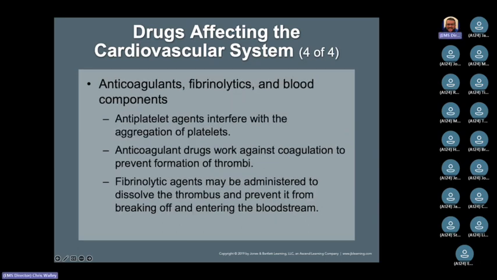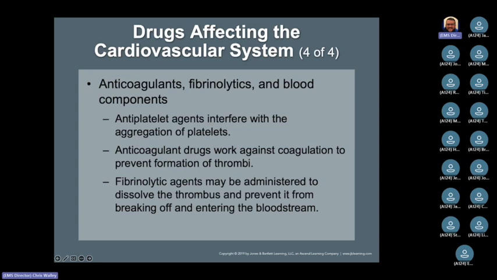Anticoagulants, fibrinolytics, and blood components. These are platelets that help repair the damage within the blood vessels. It affects the blood vessels and can cause blood flow to slow. We know that they start building up with a lot of junk in their system. If the blood flow slows significantly enough, we may have a blood clot, or a thrombus, start to form in that particular area. So an abnormal thrombus may cause a life-threatening crisis such as a stroke. That's why they're on those anticoagulants.